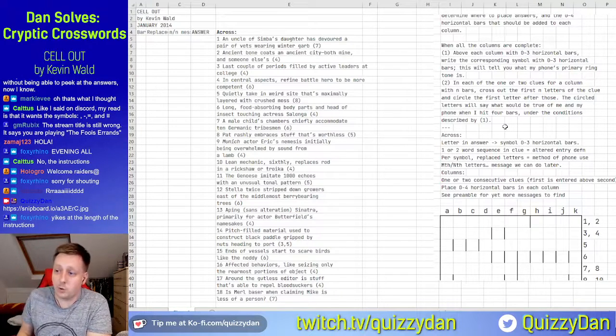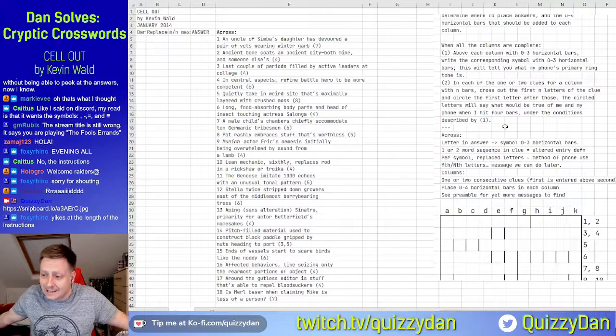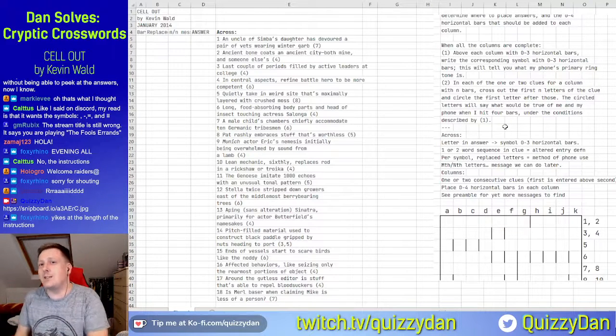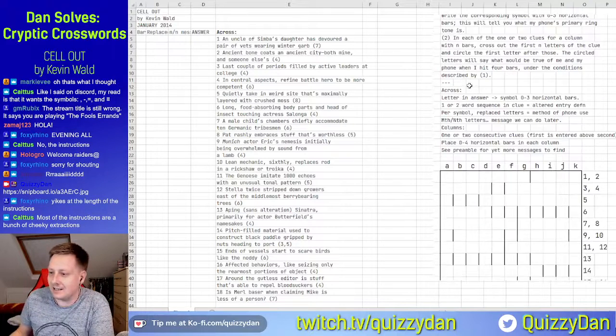In each of the 1 or 2 clues for a column with N bars, cross out the first N letters of the clue and circle. I don't know what this means, but luckily we could deal with that after solving it.